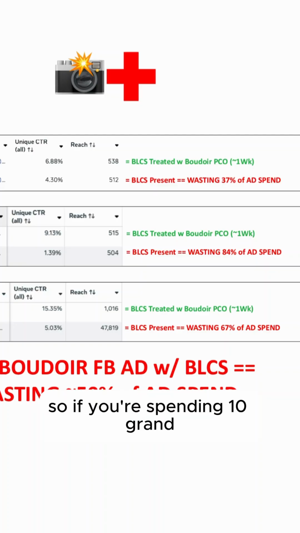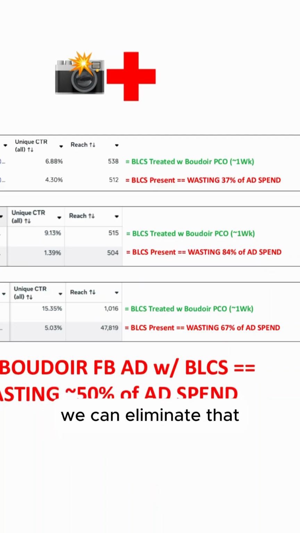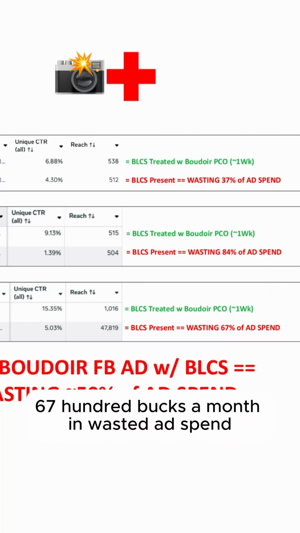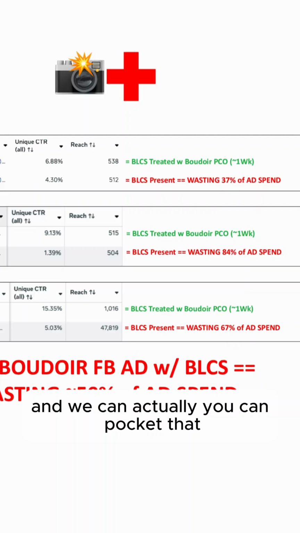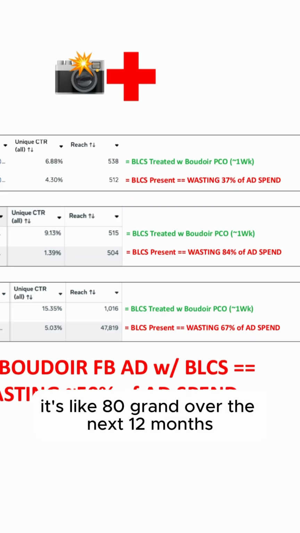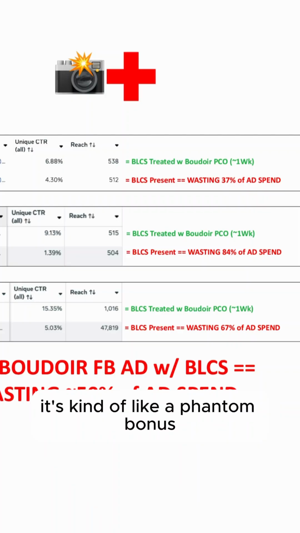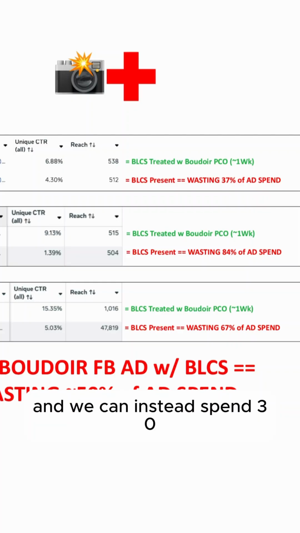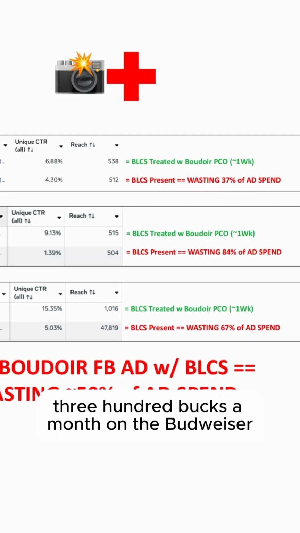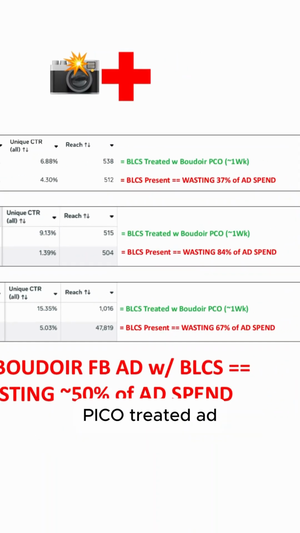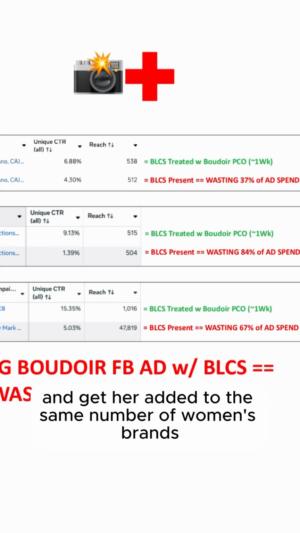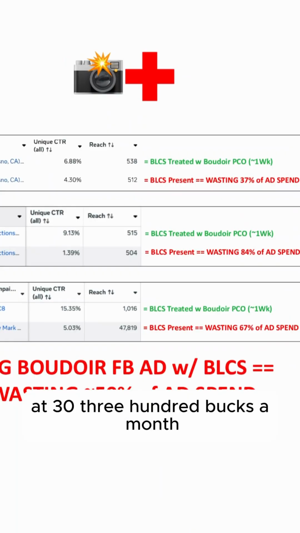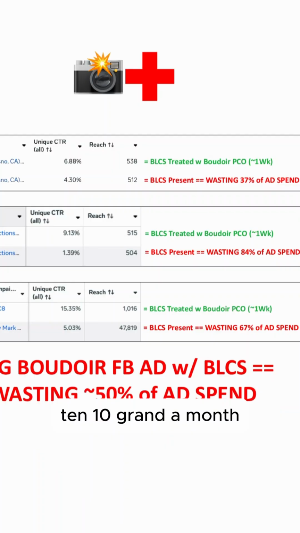So if you're spending 10 grand a month in Boudoir Facebook ads, we can eliminate that 6,700 bucks a month in wasted ad spend, and you can pocket that. It's like 80 grand over the next 12 months. It's kind of like a phantom bonus. And we can instead spend 3,300 bucks a month on the Boudoir Pico treated ad and get our ad into the same number of women's brands at 3,300 bucks a month compared to the original at 10 grand a month.